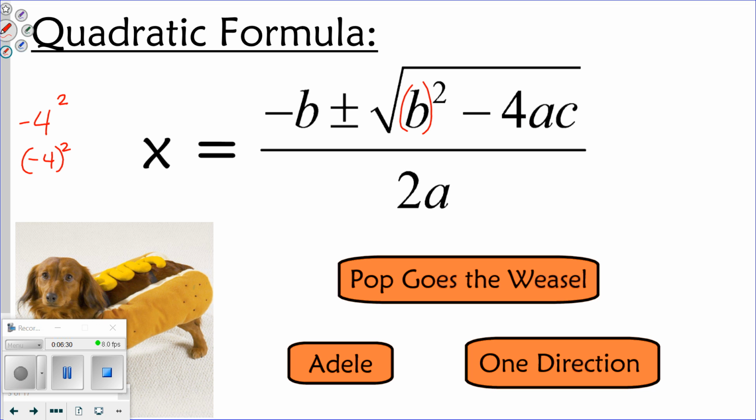Me personally, when I plug this stuff in my calculator, I just have a tendency to throw everything in a parenthesis. That way I know I'm good. Okay? But definitely the b squared has to be in parentheses, otherwise it's going to be wrong.